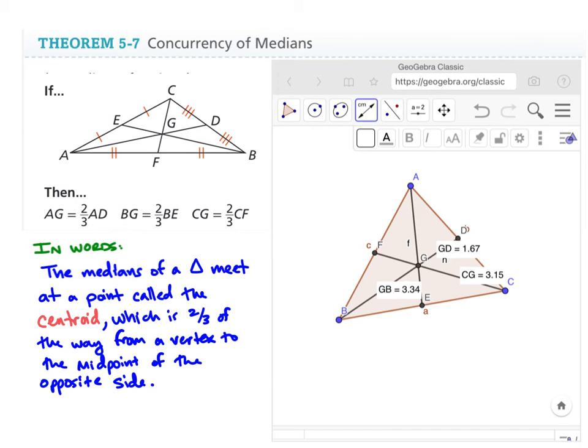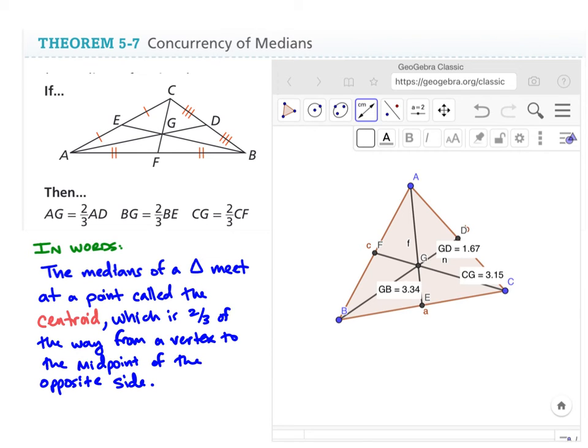Now, from G to F should be half of that, because C to G, that's like 2 of the 1/3 parts of this median. From C to F, if we divide it into 3 equal sized parts, C to G gets 2 of those. So C to G is 2 of the parts from C to F. G to F will be the last remaining part, so it should be half as long as what C to G is. Let's just see if that's what happens here.